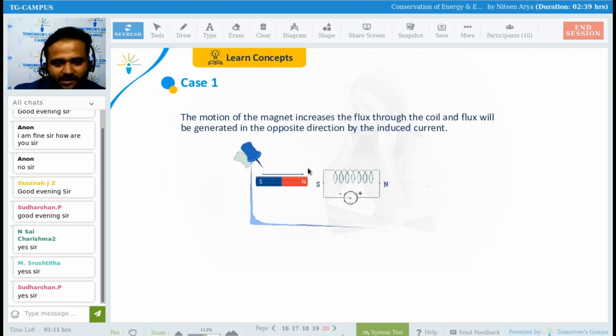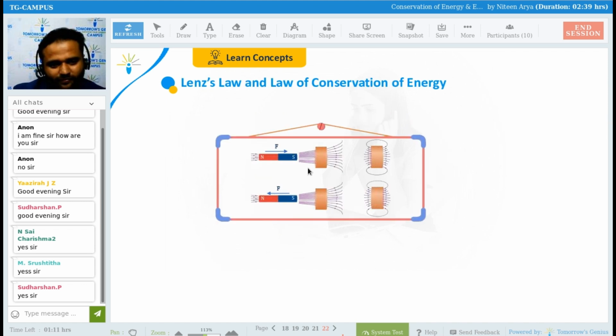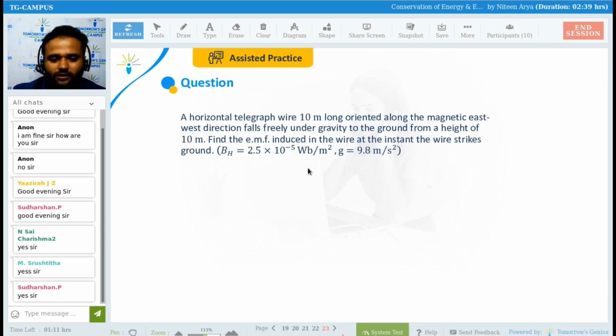Case 1: the motion of a magnet increases the flux through the coil, and flux will be generated in the opposite direction by the induced current. Second experiment: the motion of the magnet decreases the flux through the coil, and the flux is generated in the same direction by the induced current, hence opposing the change. Fair enough. Lenz's law and the law of conservation of energy. So basically, it just shows us the law of conservation of energy.